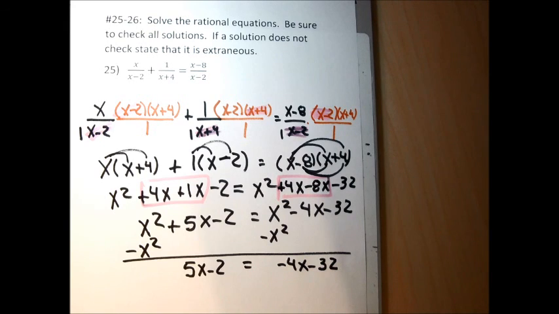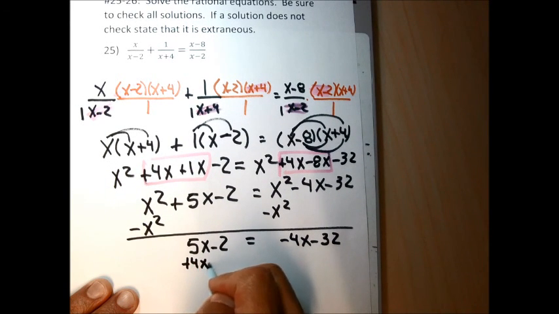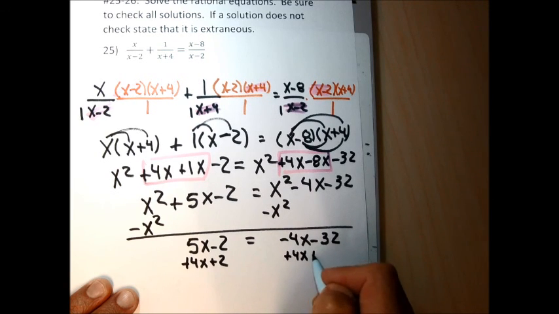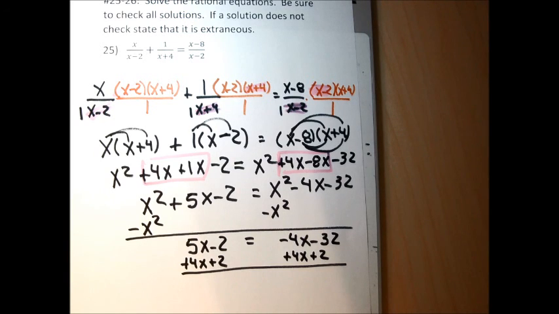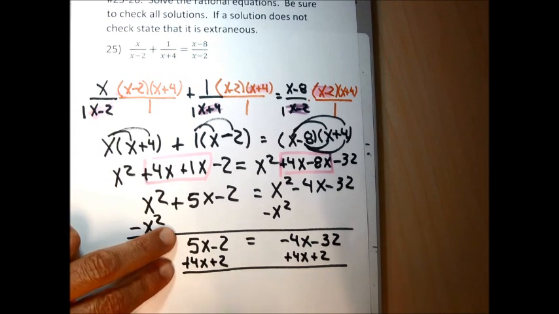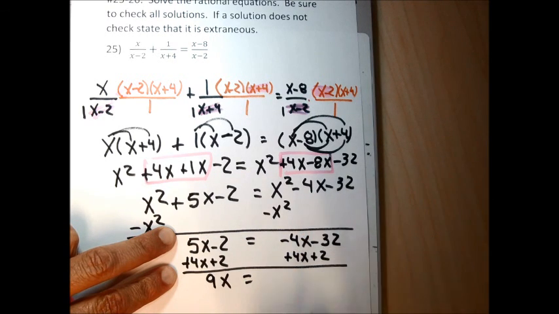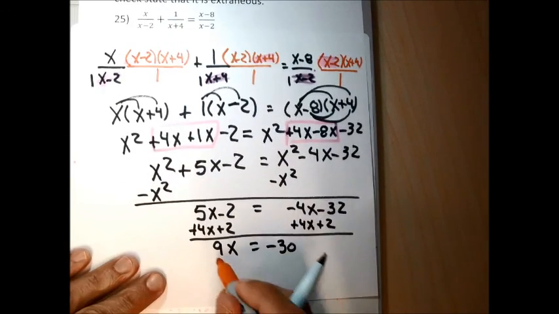Because the x squareds cancel, I need to get the numbers on one side, the letters on the other. I'm going to add 4x and add 2 to both sides. Adding 4x will make the letters go on the left side. Adding 2 will make the numbers go on the right side. So what I've forced to happen here is having 5x plus 4x is 9x. The 2's cancel. Minus 4 plus 4, the x's cancel. Negative 32 plus 2 is negative 30. And now I'm going to divide both sides by 9.